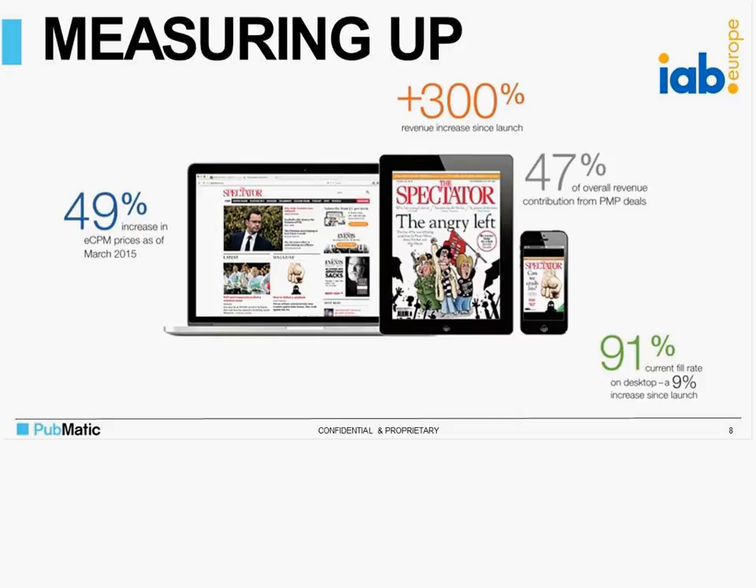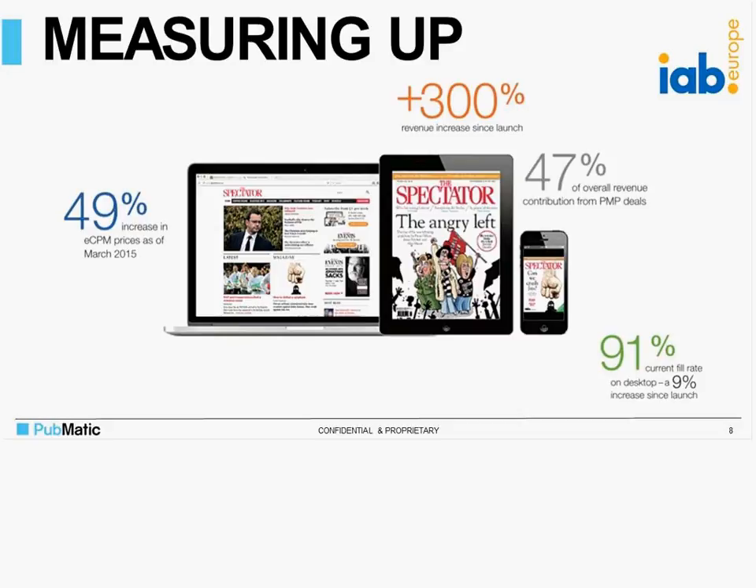This gives the Spectator a huge amount of control over price and availability of their inventory, ensuring that they can get eCPMs competitive with their direct CPMs and make sure that they're controlling their brand fully rather than having multiple entrants into the Spectator inventory.